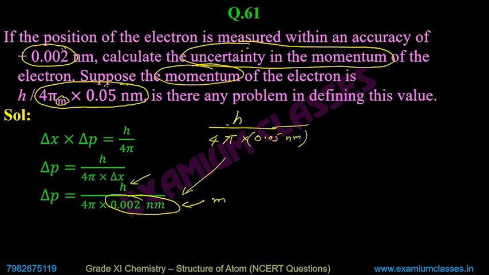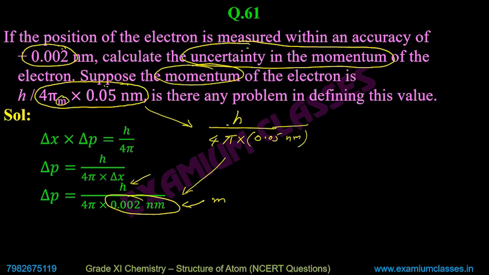So there should have been a bracket to show that the entire 4π × 0.05 nanometer is in the denominator. So this is how you will treat this question if it appears in your examination.